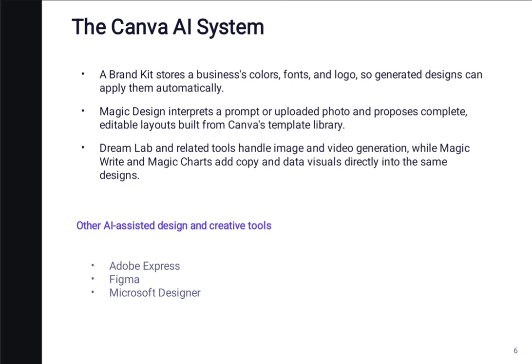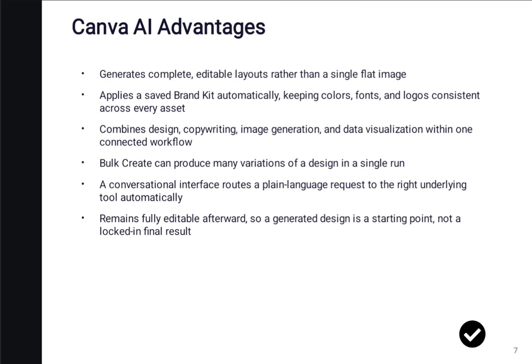Other AI-assisted design and creative tools: Adobe Express, Figma, Microsoft Designer. Canva AI advantages: it generates complete editable layouts rather than a single flat image. It applies the saved brand kit automatically, keeping colors, fonts, and logos consistent across every asset.